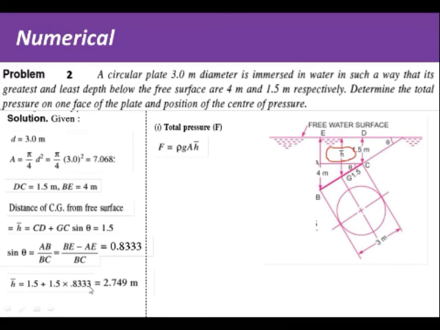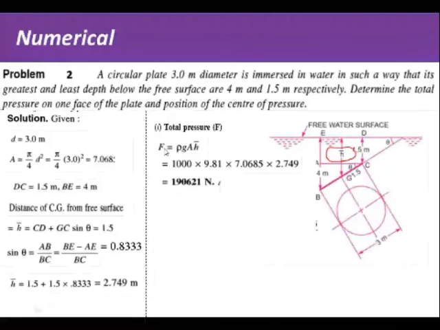Okay. See यहाँ पे calculation 2.749 और हमारा answer 2.75 आ रहा है. So they are approximately same. Okay. So you can take the value 2.75. So our F equals to rho G A H bar. So put the values. Rho is 1000, G is 9.81, A is pi by 4 d square, so it is 7.068 into H bar. So H bar is 2.75. So it comes out to be 190621.